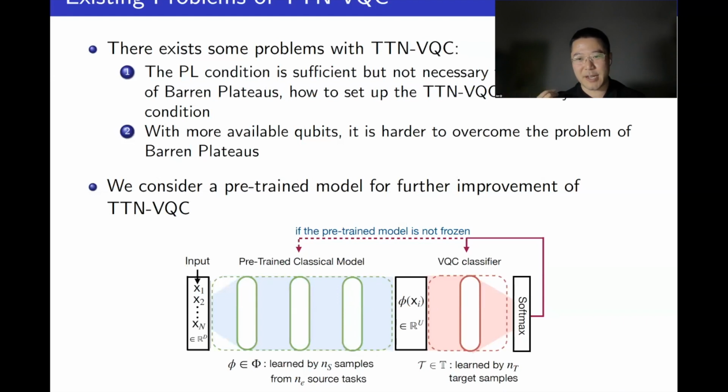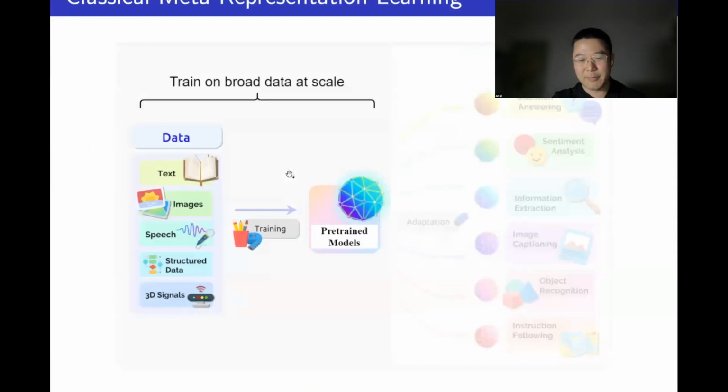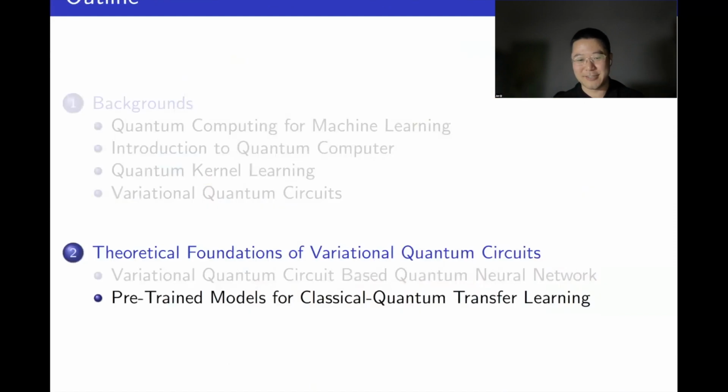The one is about how to set up the PL condition. The second problem is that if more qubits are coming, even if we use a pre-trained model, whether or not the training and optimization process becomes easier. So this is the second work we want to investigate. We want to use the pre-trained model for further improvement of the frequency-based quantum neural network. We call such an architecture classical to quantum transfer learning, or the classical quantum neural network.